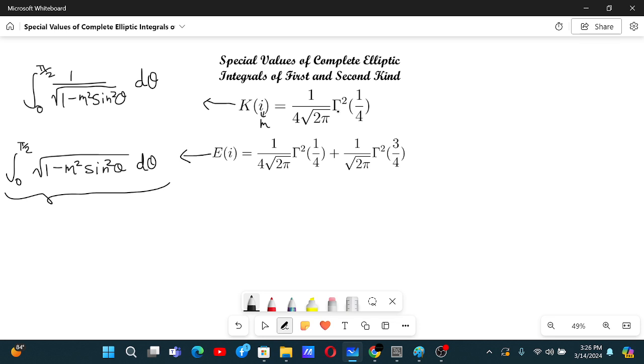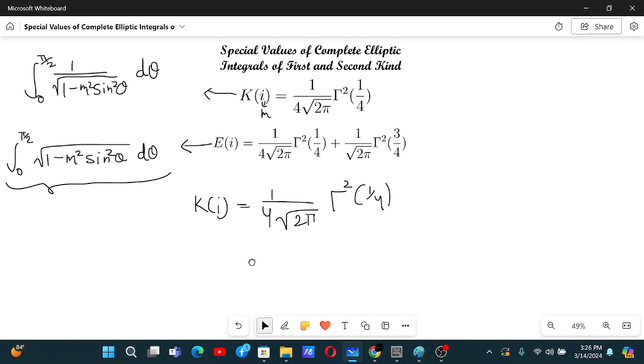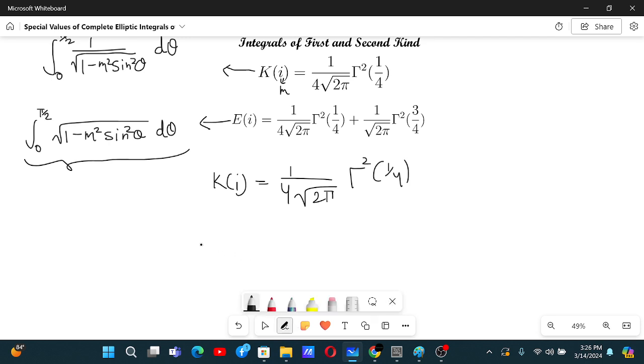How do we deal with that? So basically we just go through the definitions itself. So i is basically the imaginary unit, iota. Through the definition we will make some manipulations and we will get this result. Let's see how. If you go from the definition, K of i will be the integral from 0 to pi by 2 of 1 by square root of 1 minus i square, which will be minus 1, so that's plus over here, 1 plus sine square theta d theta.